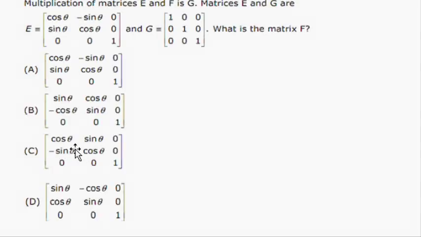You can see the first row following the rule. In this question you should know how to multiply the matrices. Take the row and multiply each of the column elements.